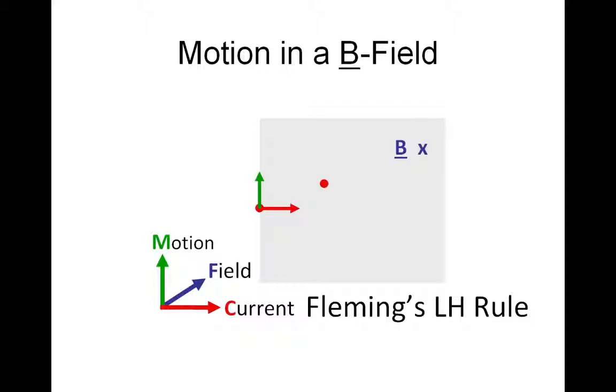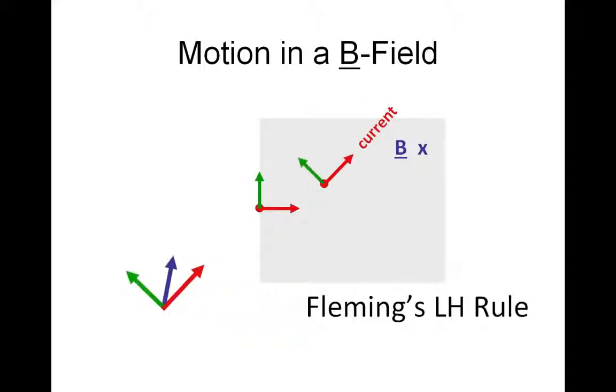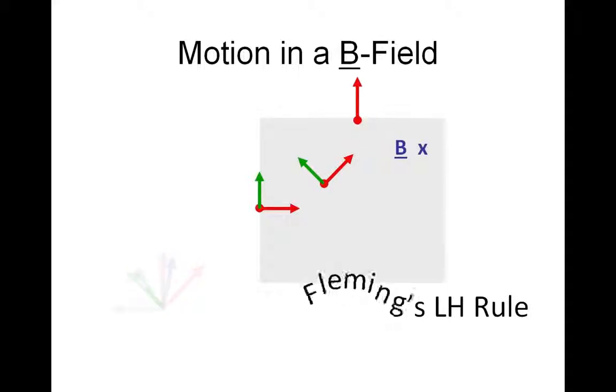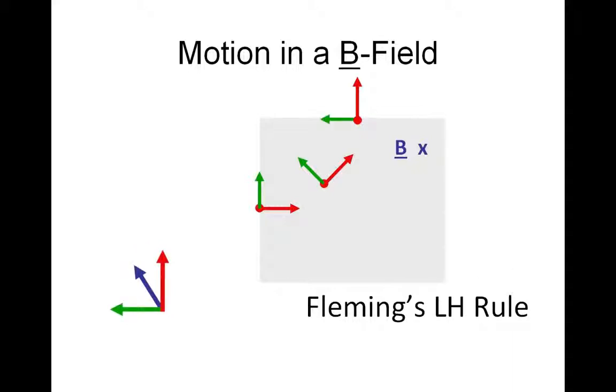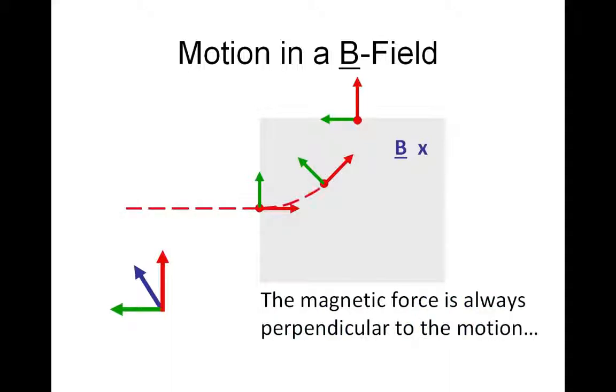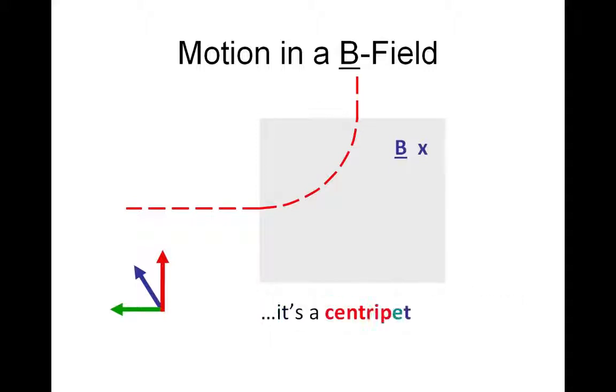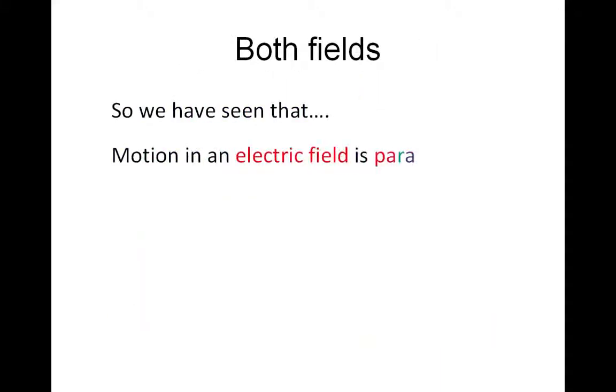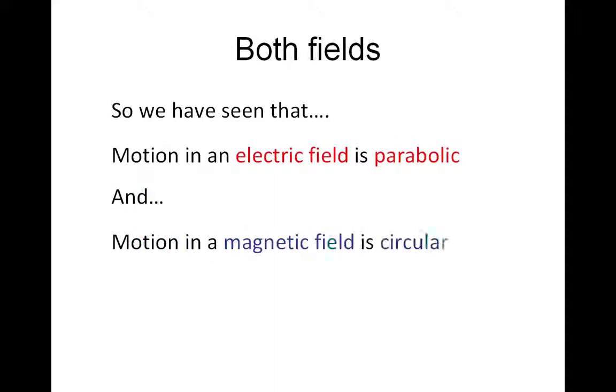Particle moves on, but notice that the current has changed direction, so we have to change the direction of Fleming's left-hand rule. And again it moves further, and again the direction of current has changed, and so the direction of the force continually changes. And the magnetic force is always perpendicular to the motion, and so we end up with circular motion. In other words, the magnetic force acting on this charged particle is a centripetal force, and we have circular motion. So, electric field, parabolic; magnetic field, circular.